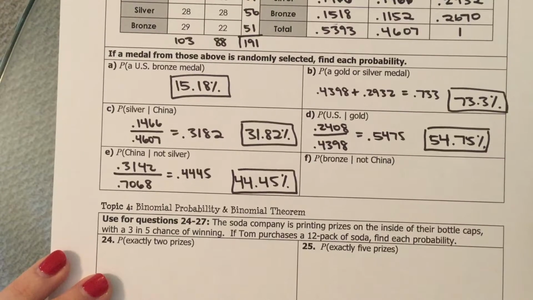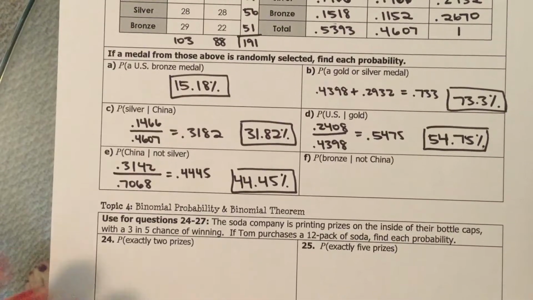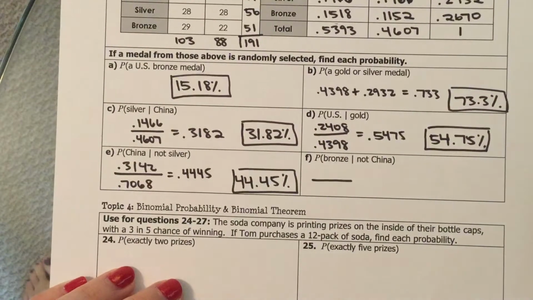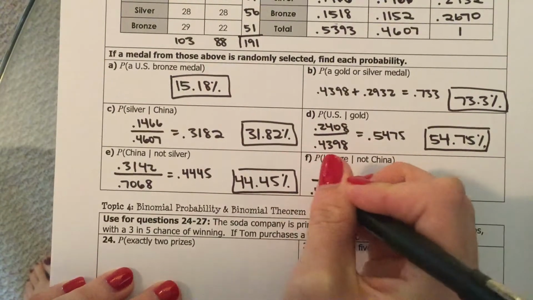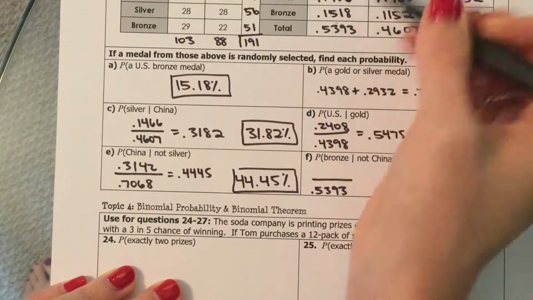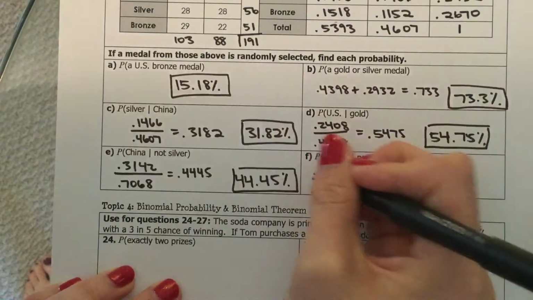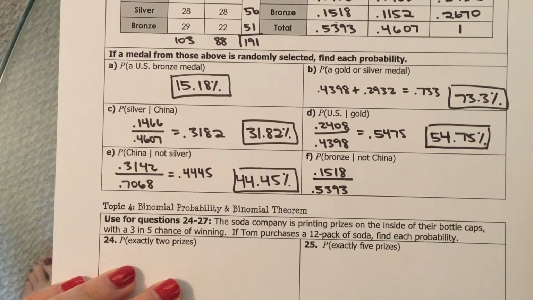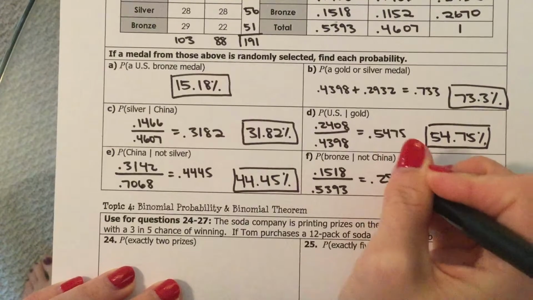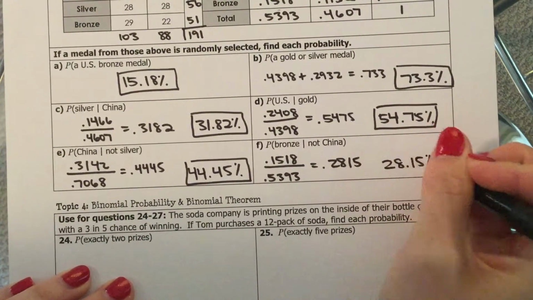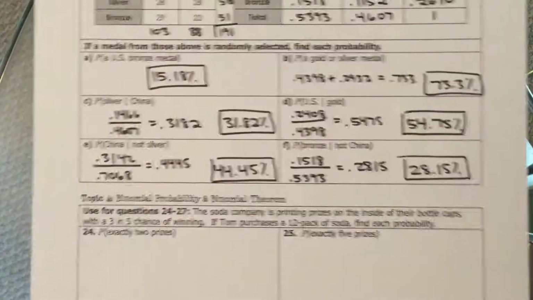Probability of a bronze metal given that it's not China. Okay, so not China would mean US. So this denominator would be the US total, which is 0.5393. And then the bronze just within this one column is 0.1518. So that divided by 0.5393. Okay, so we get 0.2815. So that would be 28.15%. Okay, so on to the next topic.